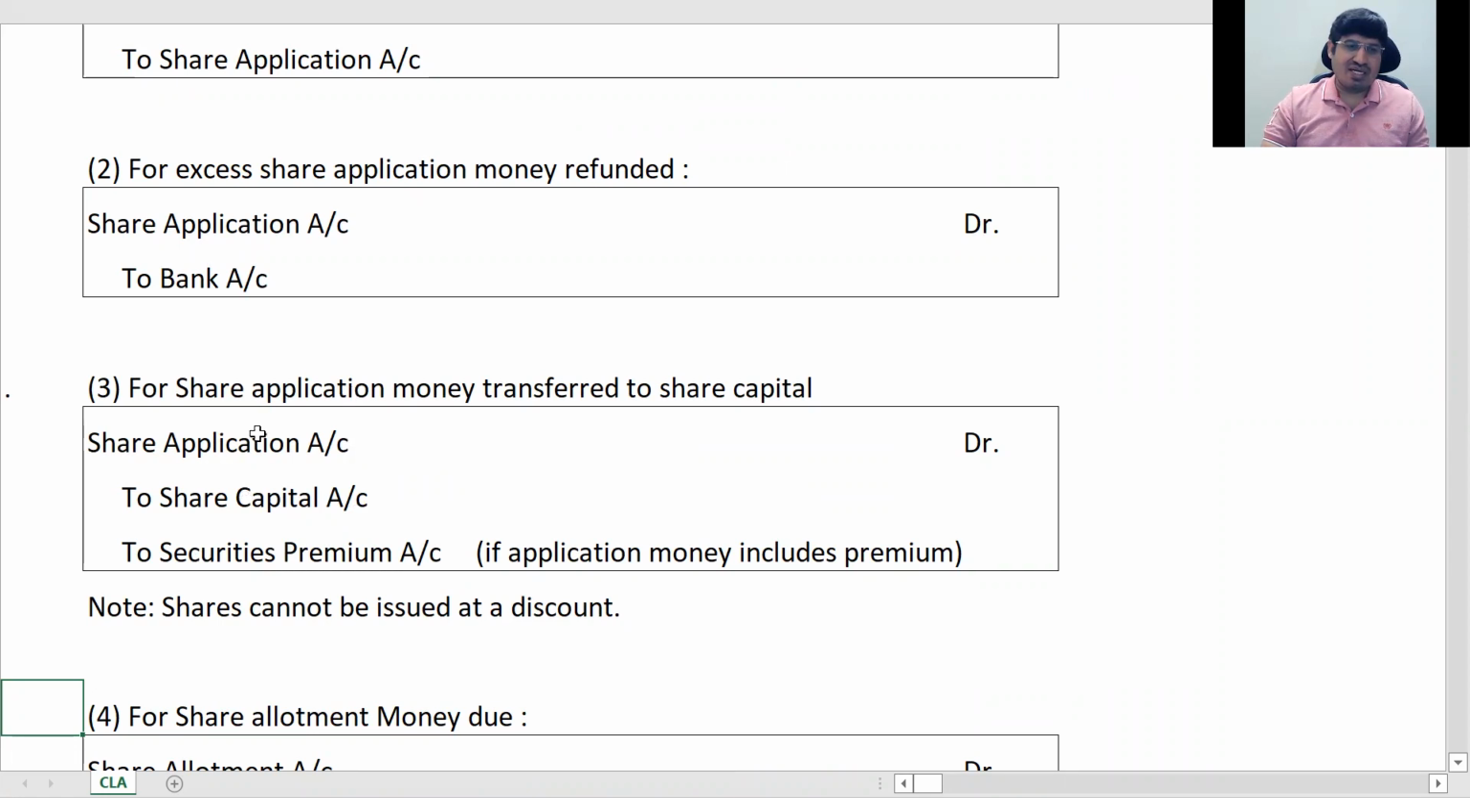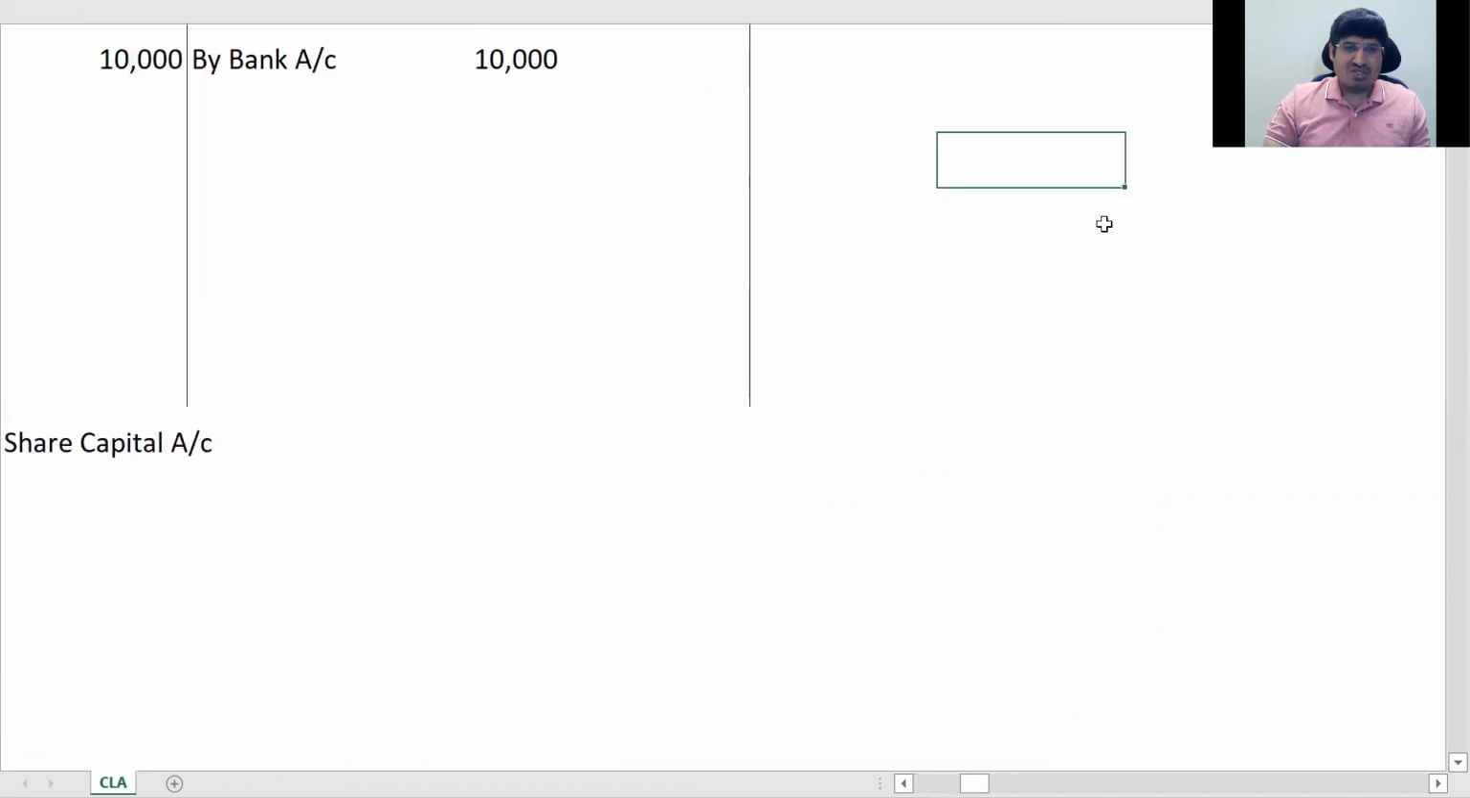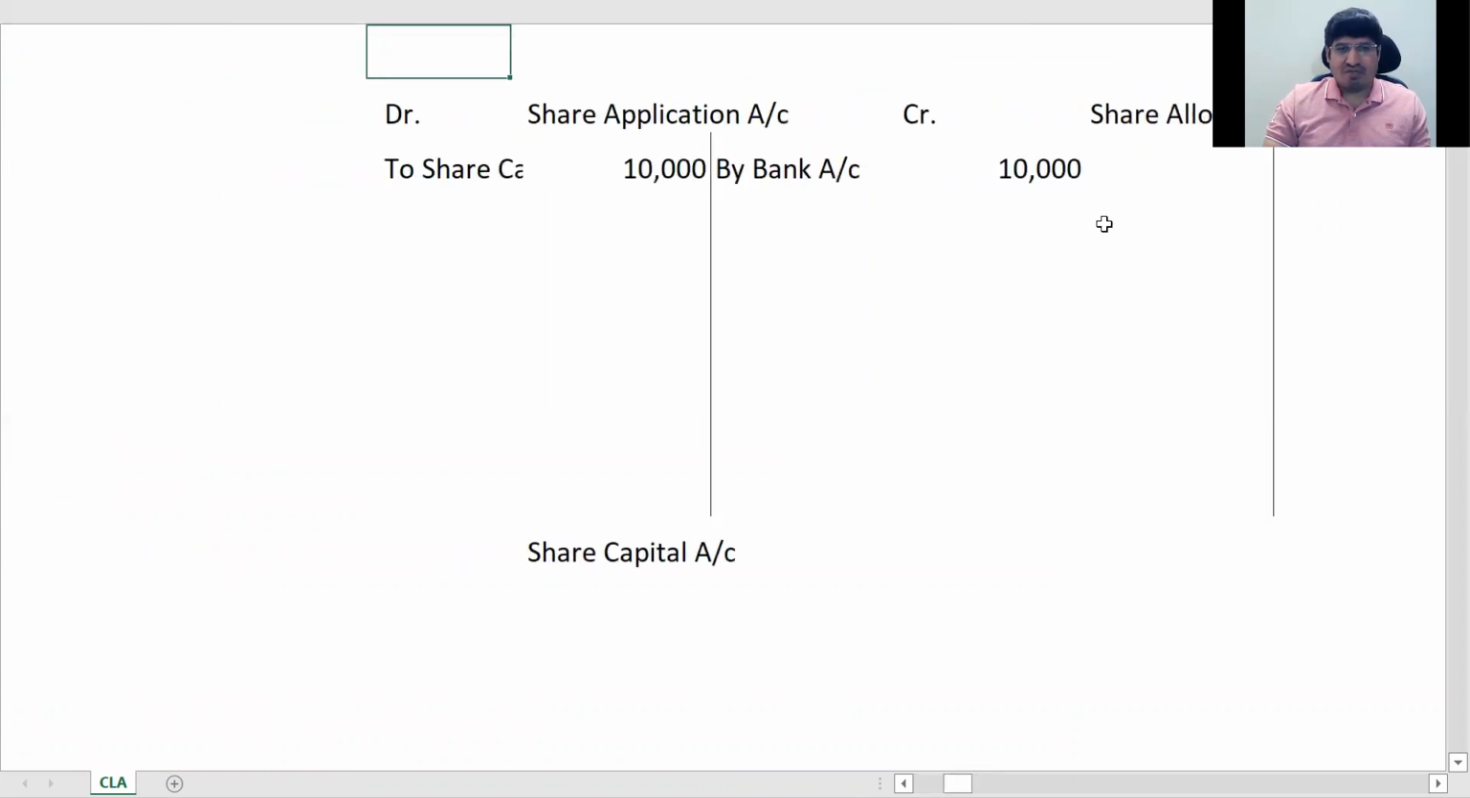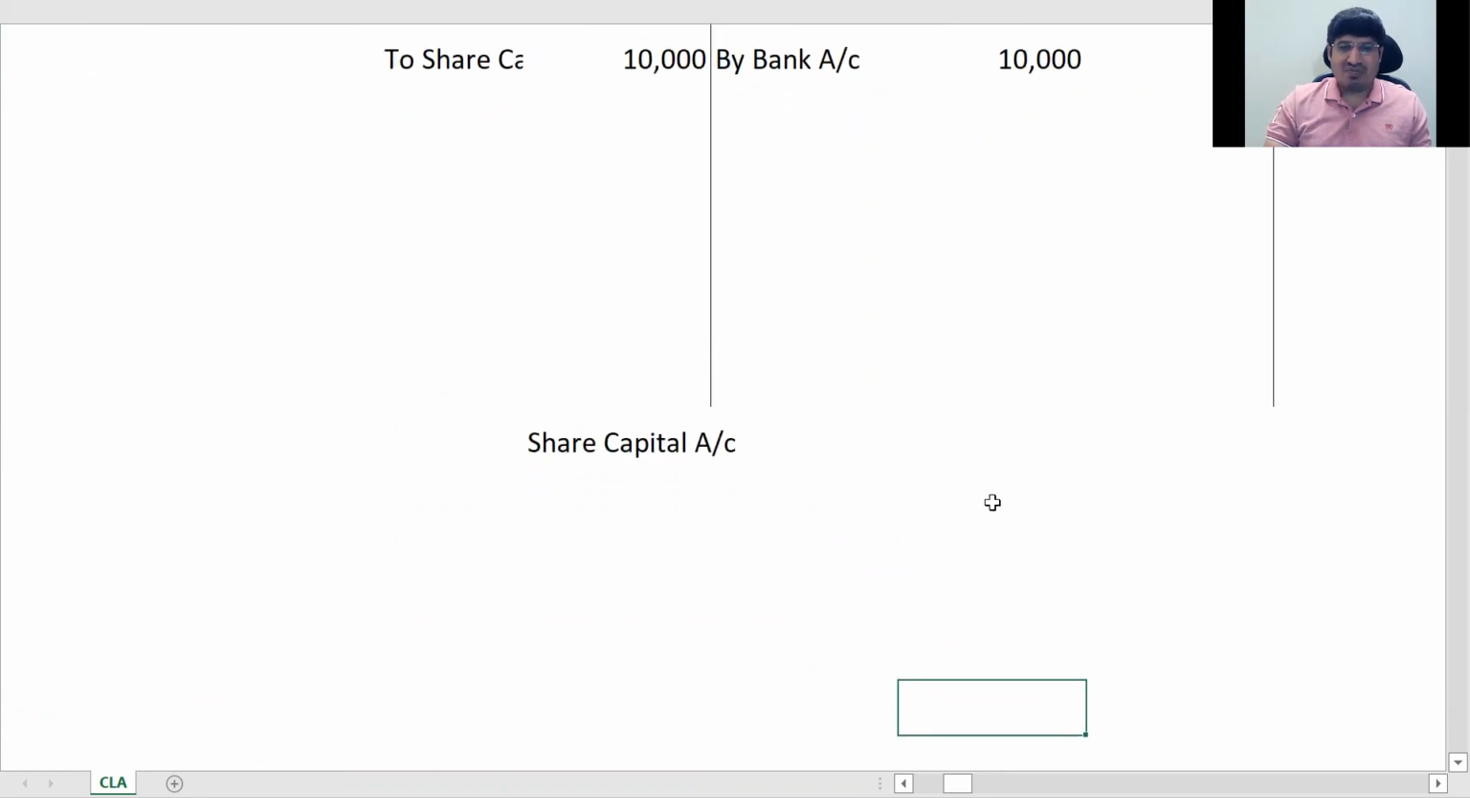So this was a third entry where the money which is received under share application is transferred to share capital. Share application debited to share capital to securities premium. And I showed the accounts here to you. Here, like share capital account is there. Similarly, will be a securities premium. This is also credit balance account. So all capital will be credited to share capital here, and premium amount will be credited separately to securities premium.